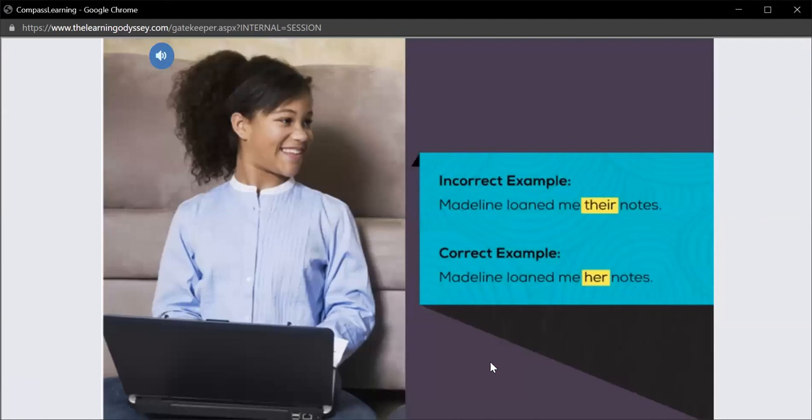Here's what August wrote. Madeline loaned me their notes. There's just one Madeline, and the notes belong to her. This was a mistake in pronoun number. Therefore, August should have used the pronoun her, like this. Madeline loaned me her notes.